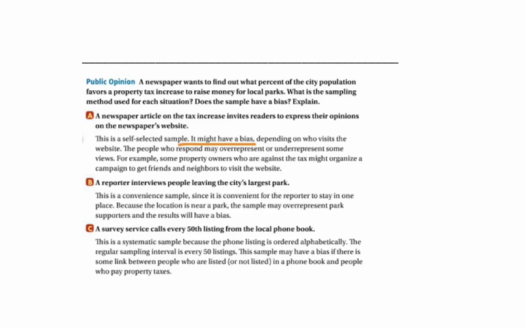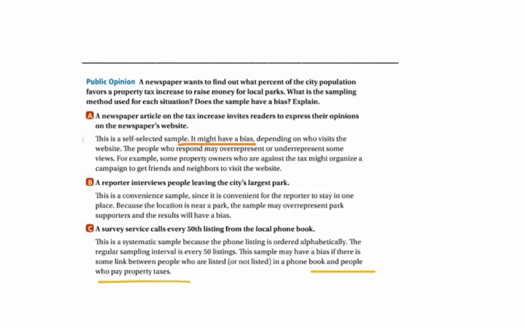And the last one is a survey service calls every 50th listing from the local phone book. This is a systematic sample because the phone listing is ordered alphabetically. The regular sampling interval is every 50 listings. This sample may have bias if there is some link between people who are listed or not listed in a phone book and people who pay property taxes. Because people who pay property taxes are less likely to favor the tax increase.